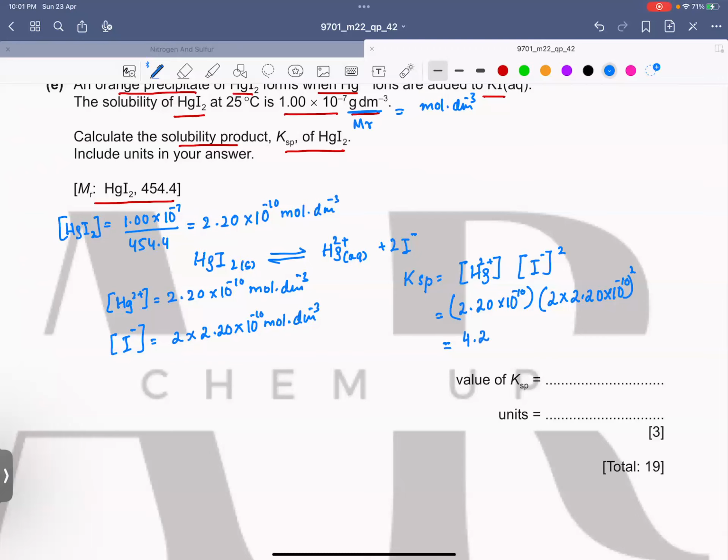Okay. Yes, 4.26 into 10 raised to the power minus 29. And now units. So we have 1 concentration and 1 concentration square. So the unit would be mole per dm cube whole cube, which actually equals mole cube dm minus 9. Is this understandable to everyone?